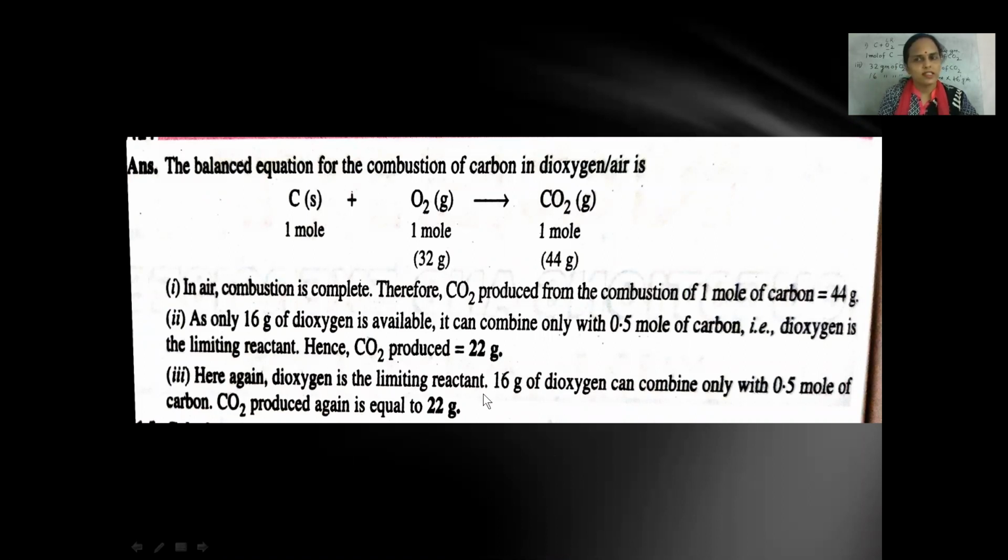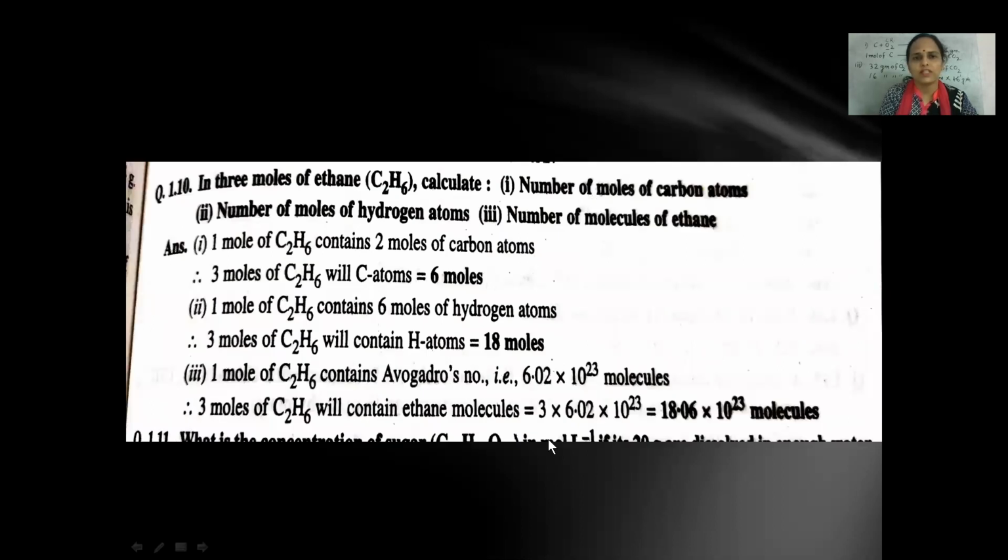Third part also again it's the same. Even though 2 moles of carbon are given, only 1 mole will react and 1 mole is present in excess out of 2. So again, dioxygen is the limiting reagent. So 16 grams of dioxygen will result in giving you 22 grams of carbon dioxide respectively. That's how you solve the problems related to limiting reagent.